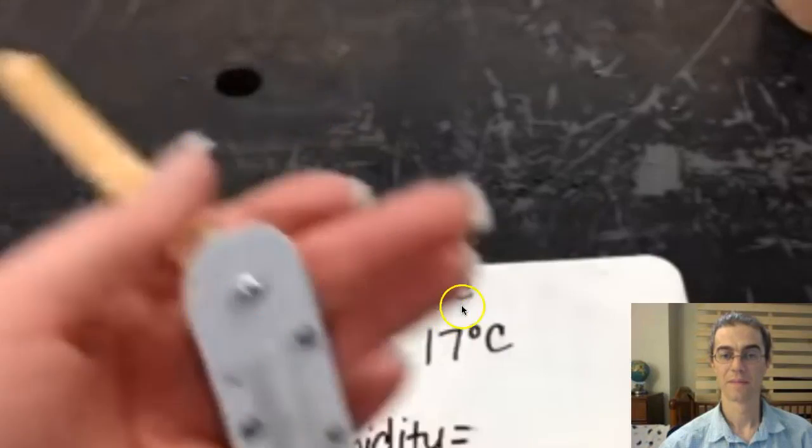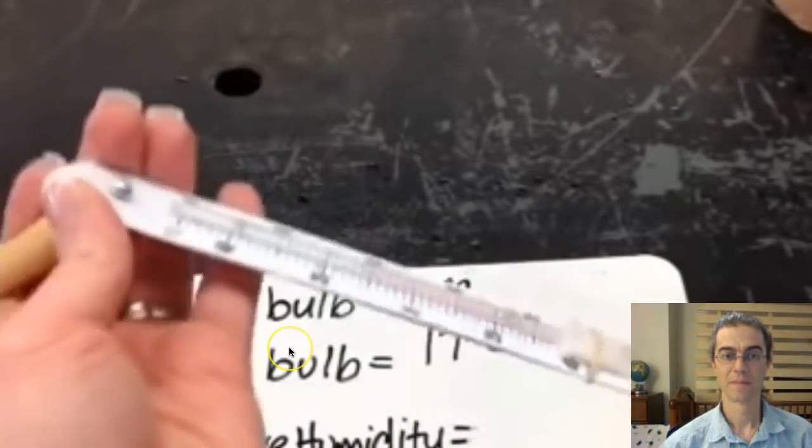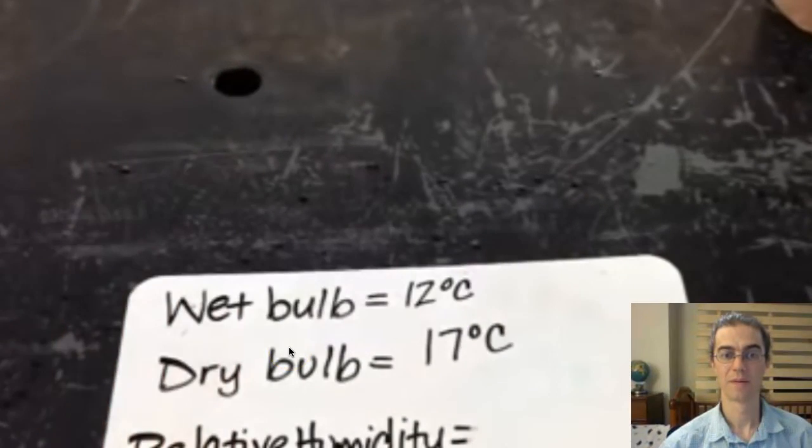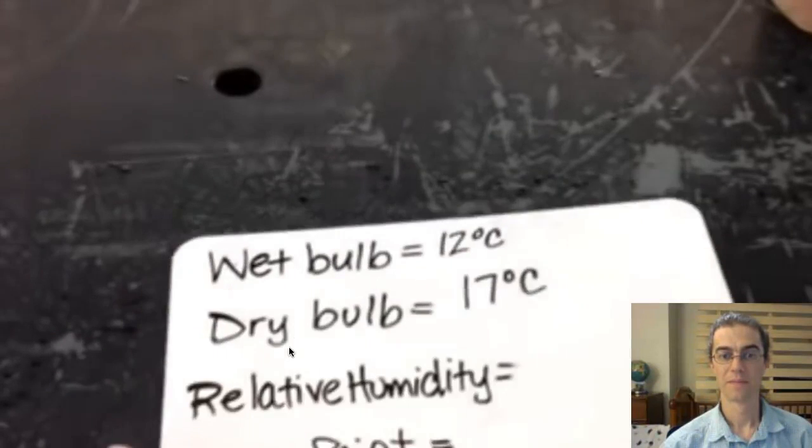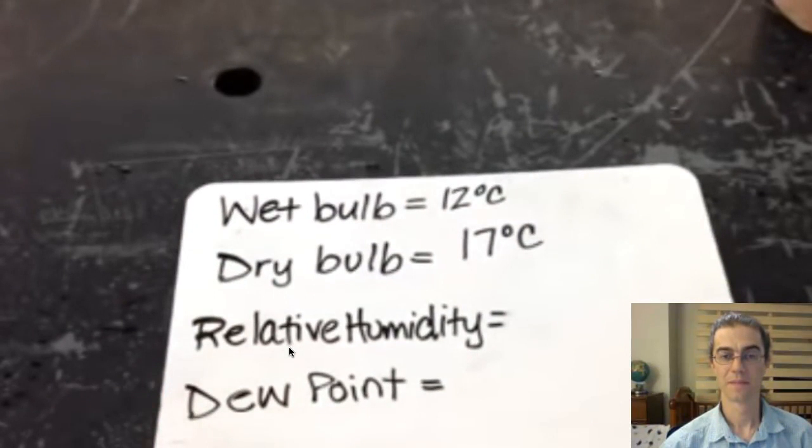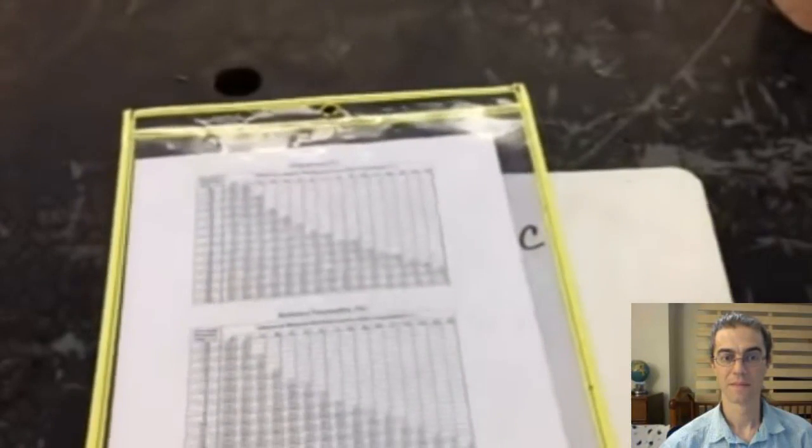Okay, so this sling psychrometer gave us the wet bulb temperature and the dry bulb temperature. In order to use it to find relative humidity and dew point, we have to use these temperatures and consult our reference table. So first, let's look at our relative humidity. Our relative humidity, we need to know our dry bulb temperature.